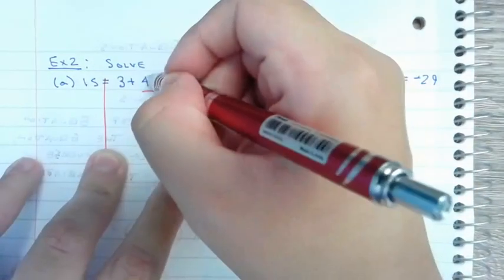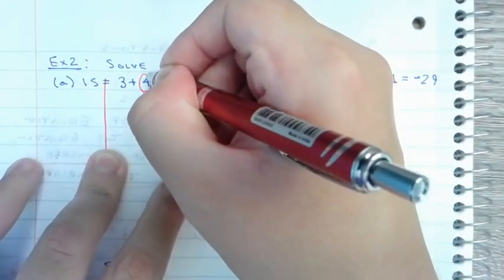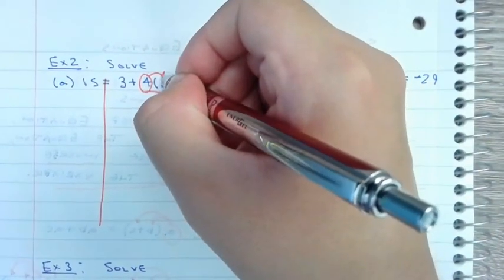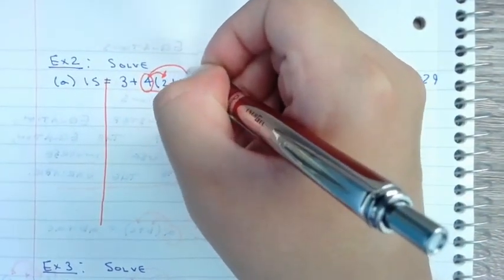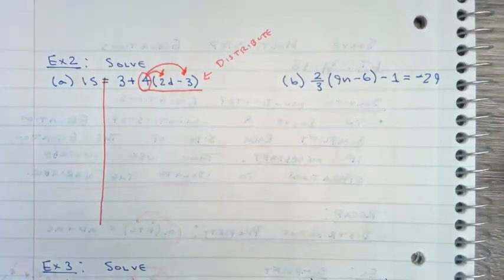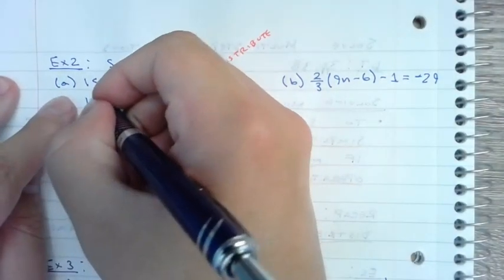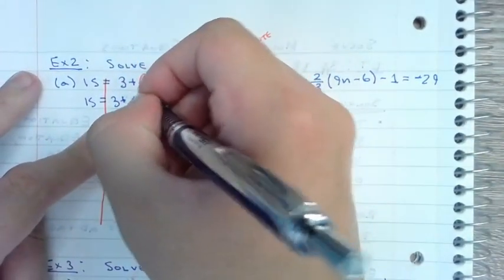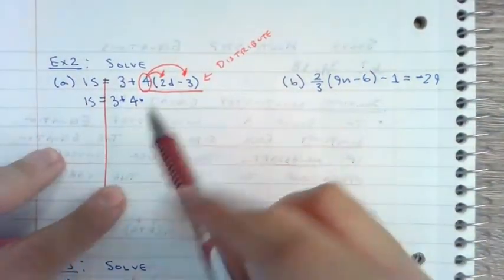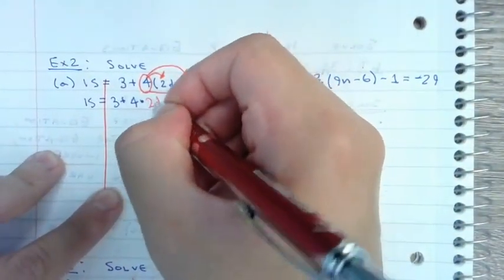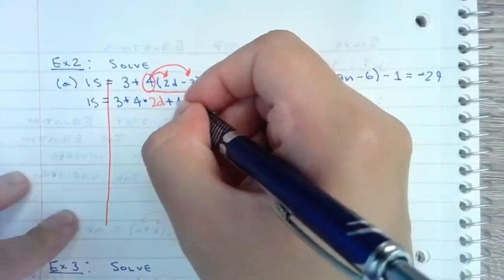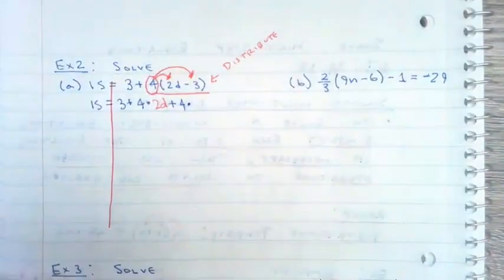I'm going to go ahead and get this 4. I'm going to get my 4. And I'm going to bring it right here. And then I'm going to bring it right there. Okay? So now let's go ahead and continue. So here's what we have. We have 15 equals 3 plus 4 times. Remember, you get your 4 and multiply your 2d. And then we get plus 4. Remember, you get that 4 again. And then you multiply by negative 3.